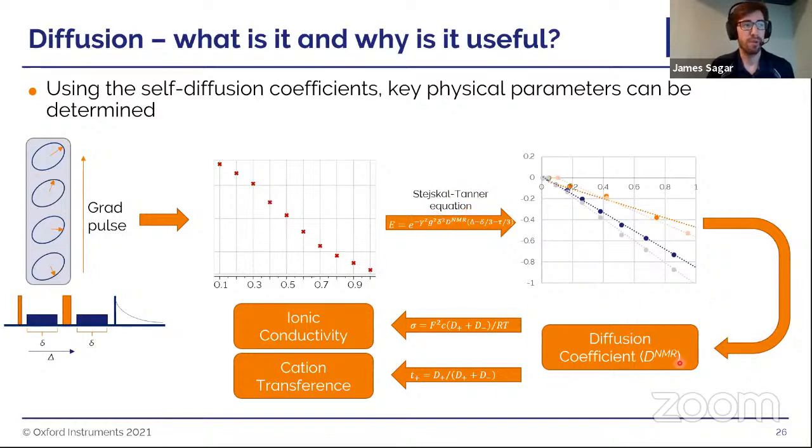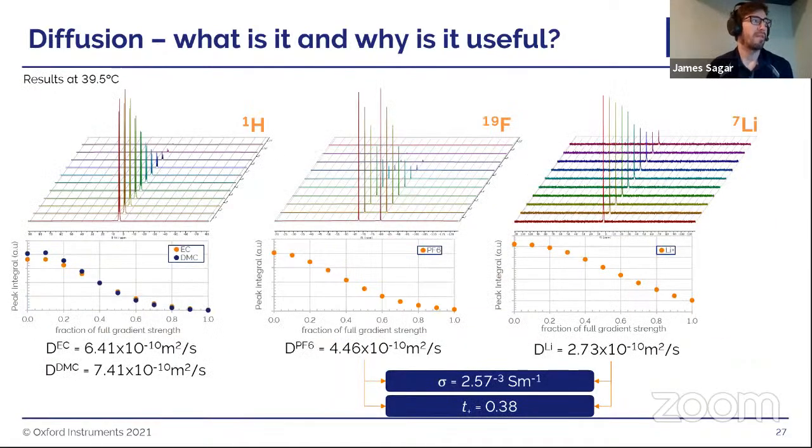Once we have that diffusion coefficient, we can use that for the anion and cation to calculate the ionic conductivity or the cation transference numbers. Now, in practice, what does that look like? Well, here we have some results taken at 40 degrees C of a proton spectrum, a fluorine spectrum, and a lithium spectrum. And you can see that these are stacks of spectra collected at different gradient strengths. As we increase that gradient strength, we see a decrease in the signal in all cases from that dephasing.